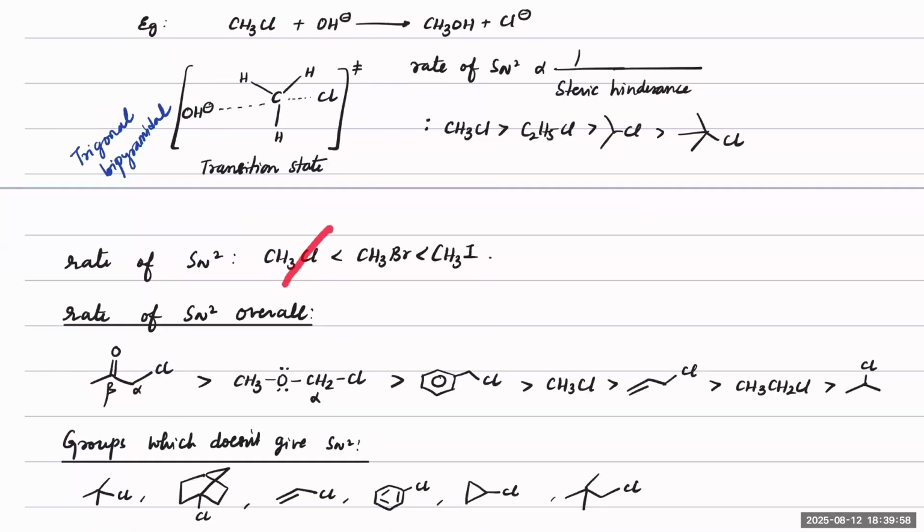So if we have methyl chloride, methyl bromide, and methyl iodide, and you're comparing the rate of SN2 here, then iodide will make a better SN2 because of better leaving group ability. Iodide is a better leaving group, correct? So this is based on leaving group ability.